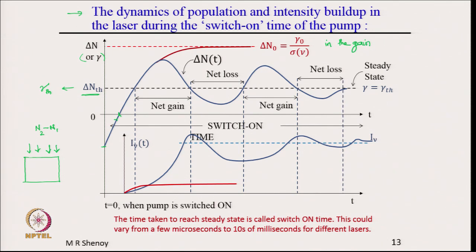without any resonator. If the resonator were not there, then when the pump is switched on, the medium is ready to amplify. It has a population inversion delta n 0. So, let me see the next slide.